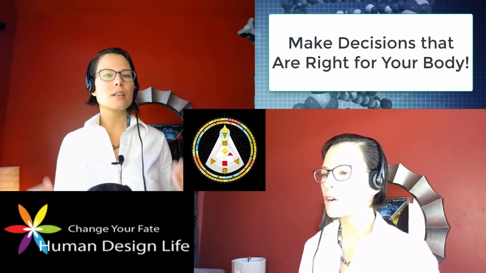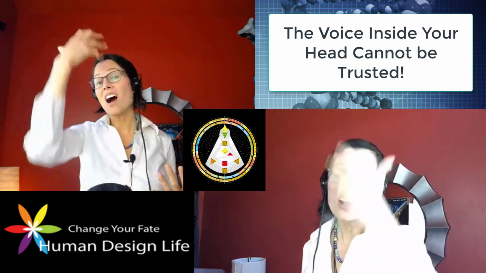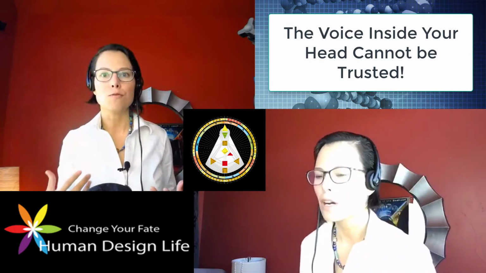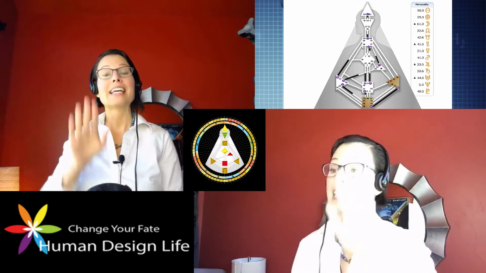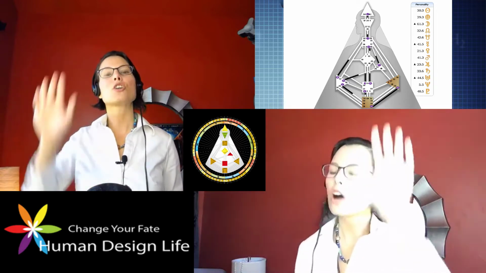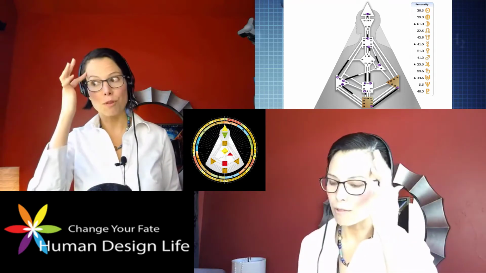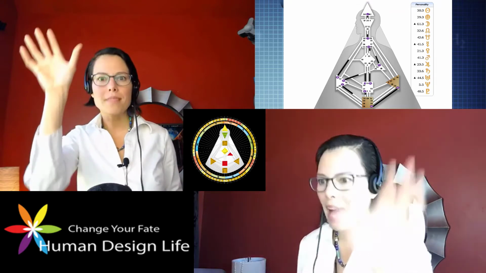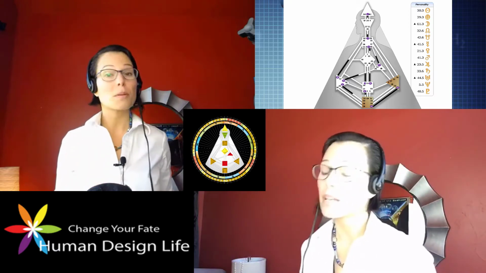When you make decisions that are right for your body, and the reason why you can't do it with mind is because our minds are only cognizant or aware of approximately a third of who we are. If you look at your body graph right now, on the right-hand side, it's in black. There's numbers in black, and that's your conscious personality. So a third of who you are, what you're resonating to, or what you're recognizing, is all you're only aware of.